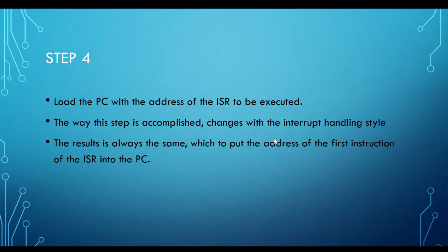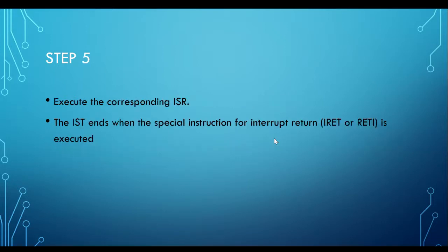So the main program is probably doing something at the moment. It's probably in sleep mode or doing something, and when you interrupt it, it needs to go back to the state before the interrupt was executed. The result is always the same, which is to put the address of the first instruction of the ISR into the PC. So now at step 4, the ISR is being executed. In your case, in your laboratory, most probably it will involve an LED. Step 5, execute, is the easiest.